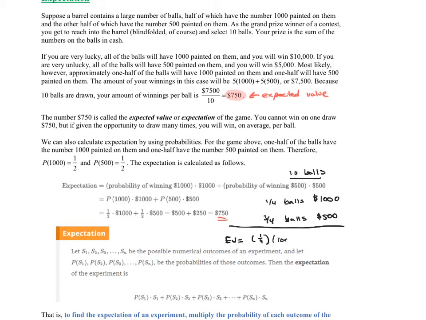That would be $1,000. It's a positive number because it's a win. So then we'd have plus, the probability of getting 500 would be 3/4 times how much do you win if you get 500? You get $500. Again, the expected value here is a dollar amount. It is not a probability. It is a dollar amount here. So go ahead and put that in your calculator and see what you get.